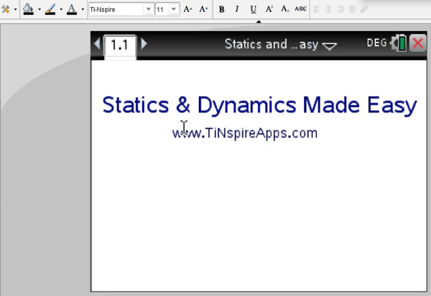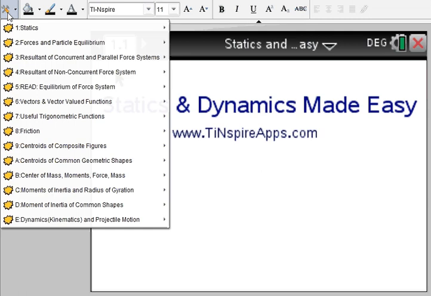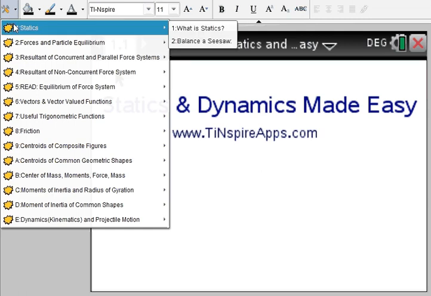Hi guys, let me show you how to use the Statistics and Dynamics Made Easy app, which you can get at TI-NspireApps.com. Remember, this app only runs on handheld calculators, not on computers. So let's take a look at the menu.